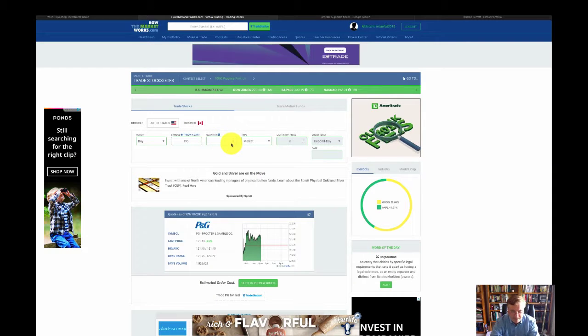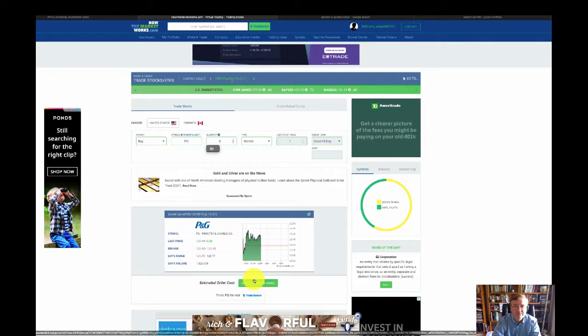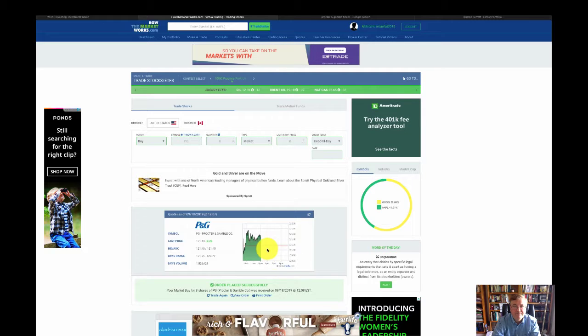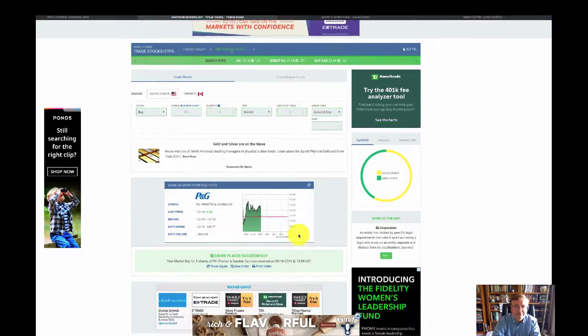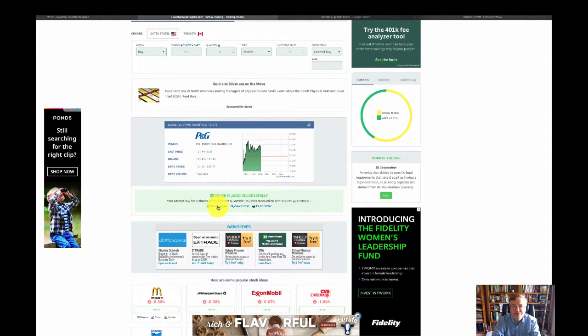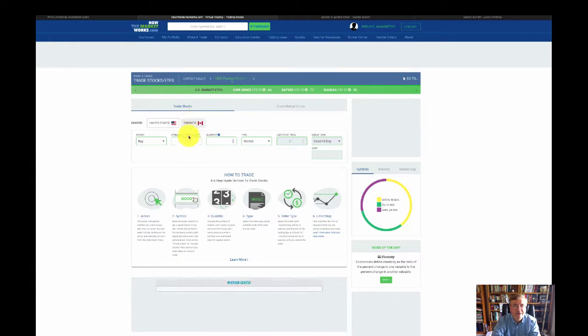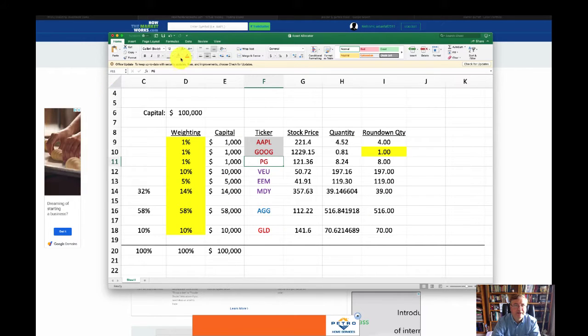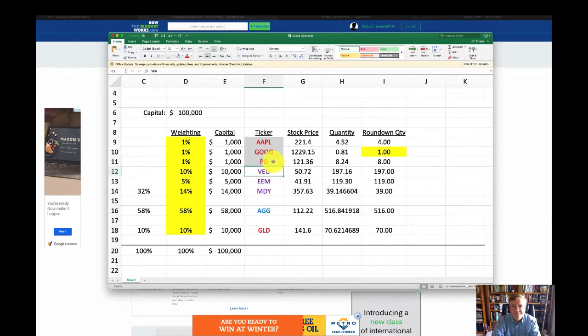So let's type in 8, market, click to preview order. It's $980. Click to confirm. Good. Order placed successfully. Now you can also click here, trade again, if you want to as well. That'll take you to the trading order page again. Let's gray out the PG symbol here.